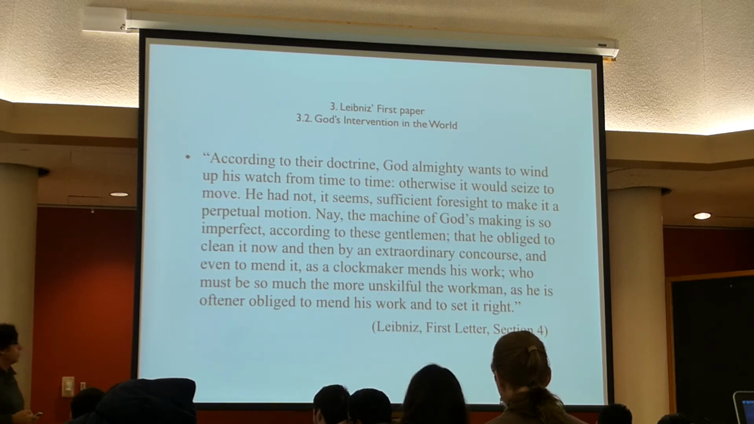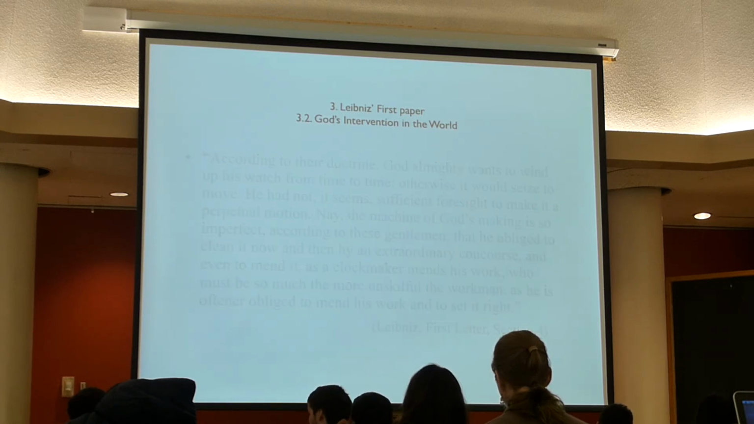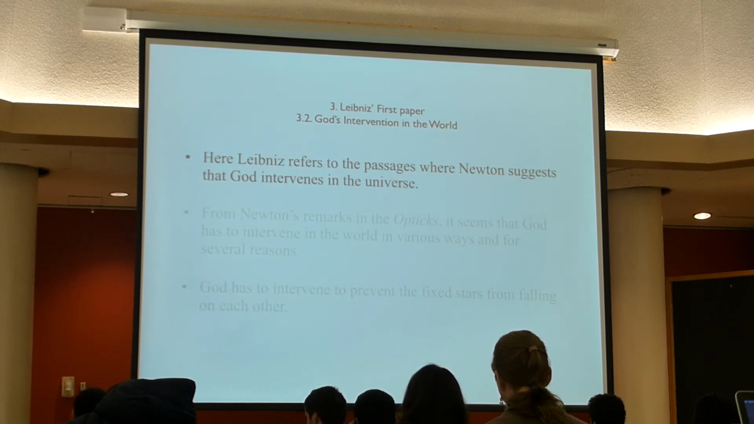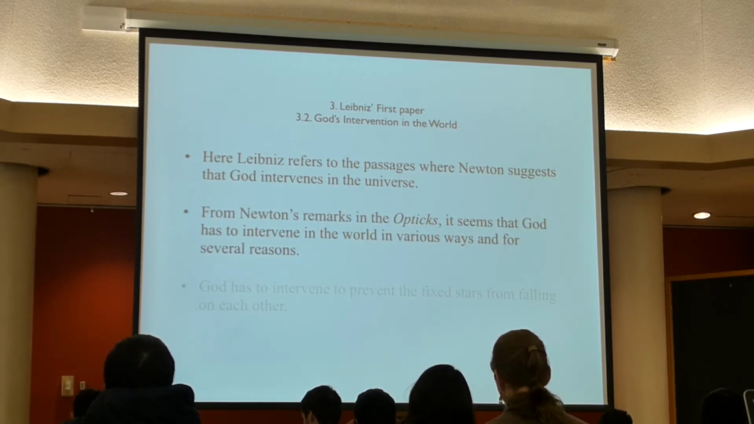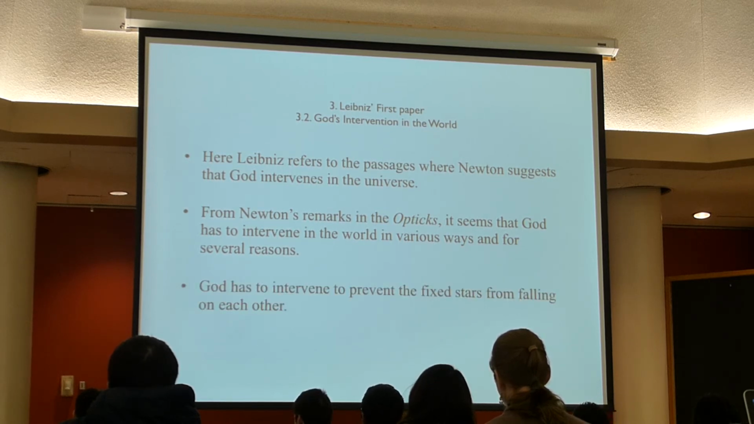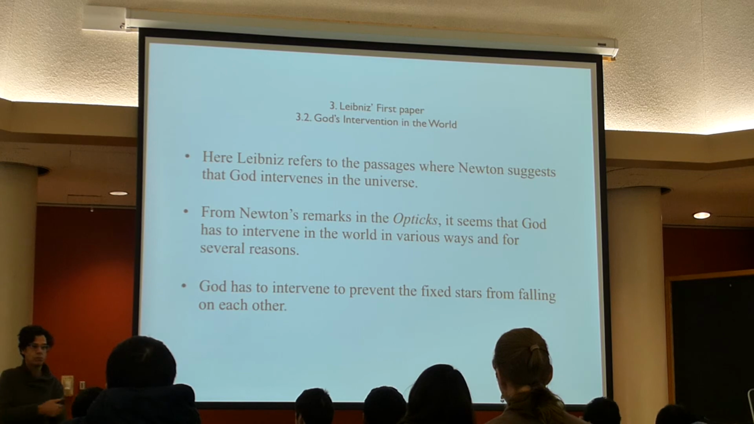Cannot even plan it in his book. And here Leibniz referred to a passage where Newton suggested God intervened in the universe. So there are different reasons. One is that Newton remarks in his book on optics that it seems that God has to intervene in the world in different ways, for different reasons. God has intervened to prevent fixed stars from falling on each other, from collapsing, so that all the universe will not collapse to one point. We will see why in a moment.